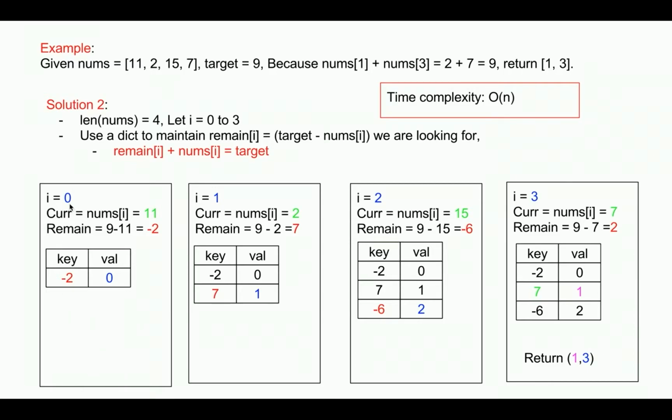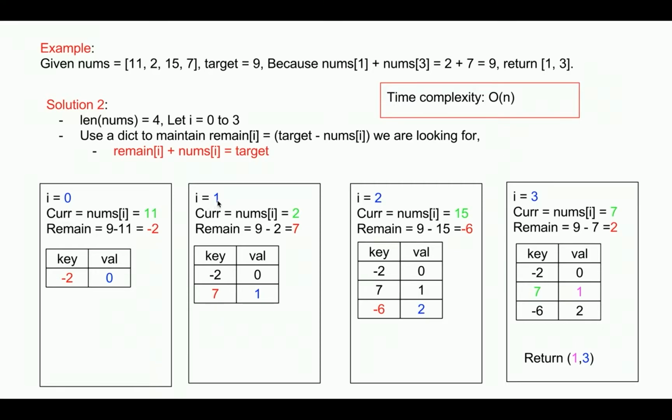When i equals 0, the current value is 11, and the remaining value is target minus 11, which is minus 2. So we use the dictionary to keep track of the remaining value we are looking for. So the remaining value plus the value at index 0 will equal 9. That is, minus 2 plus 11 equals 9.